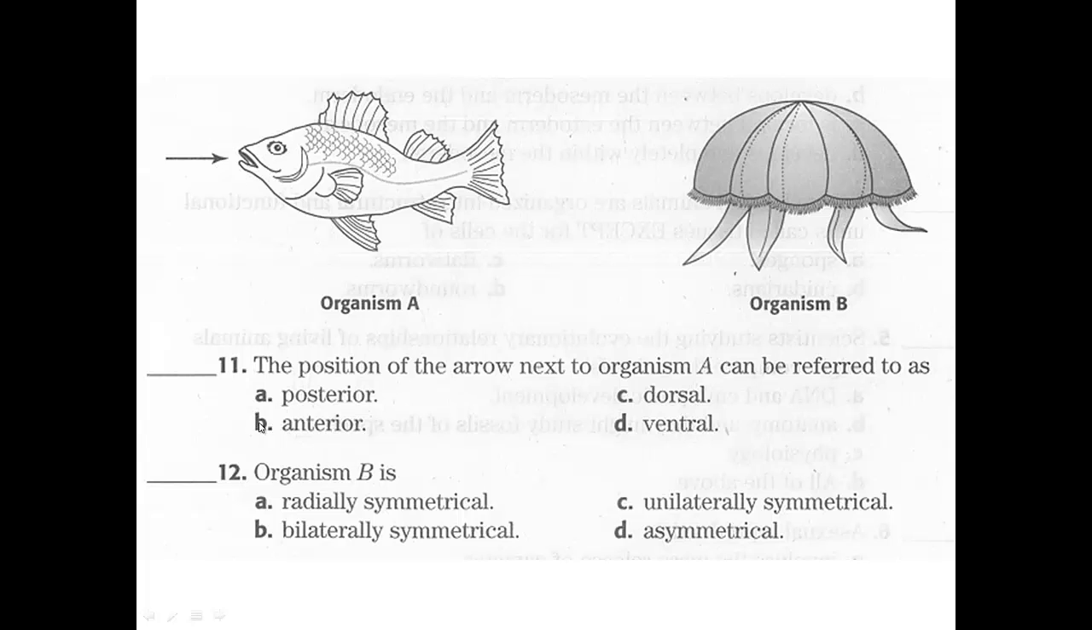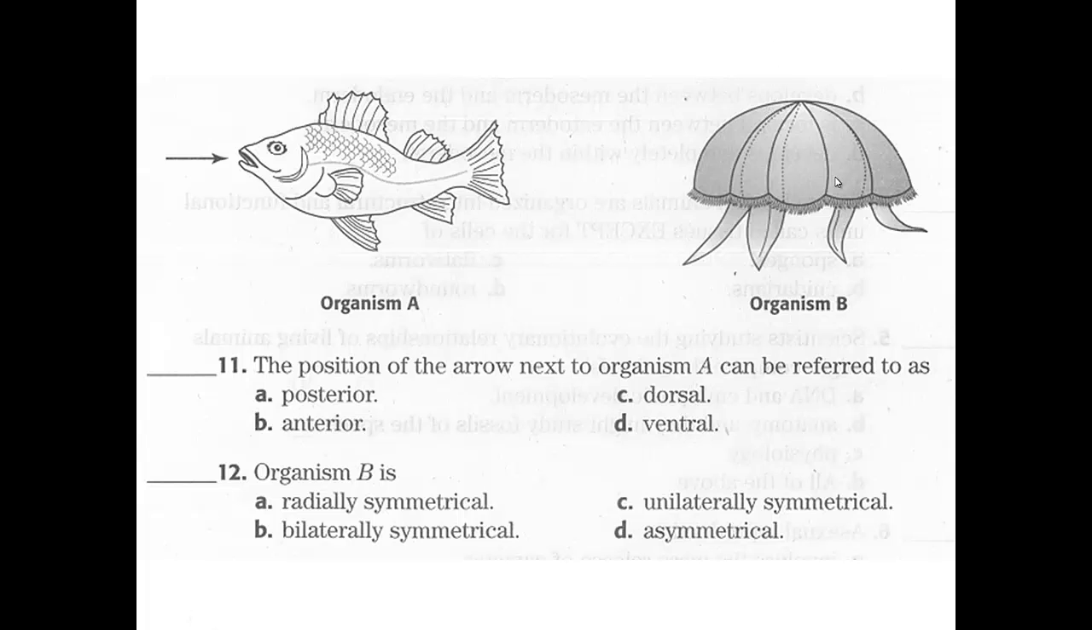Organism B is radially symmetrical, bilaterally symmetrical, unilaterally symmetrical, or asymmetrical. Well, we know it's not C because that's not even something that we talked about. Asymmetrical, if you cut it, it's going to be the same looking at it top down, so from left to right, so it's not asymmetrical. That leaves us with two. Bilateral is like a human or the fish here. You can only cut it one way and it will be the same left and right. This guy is radial because you could cut it a number of ways around an axis and it would be symmetrical on either side. So A is your answer.